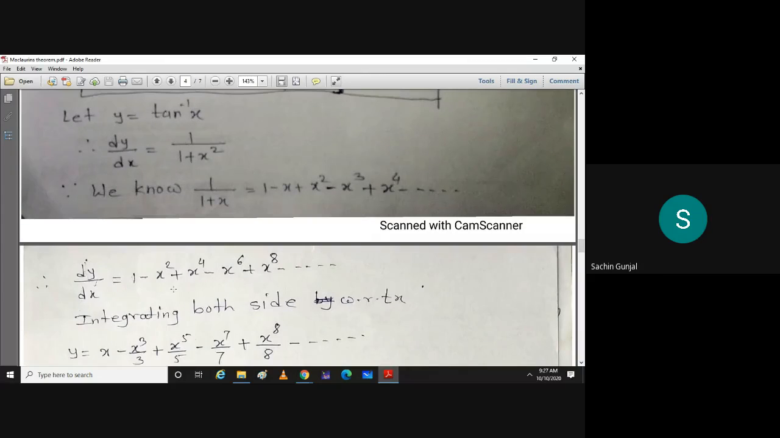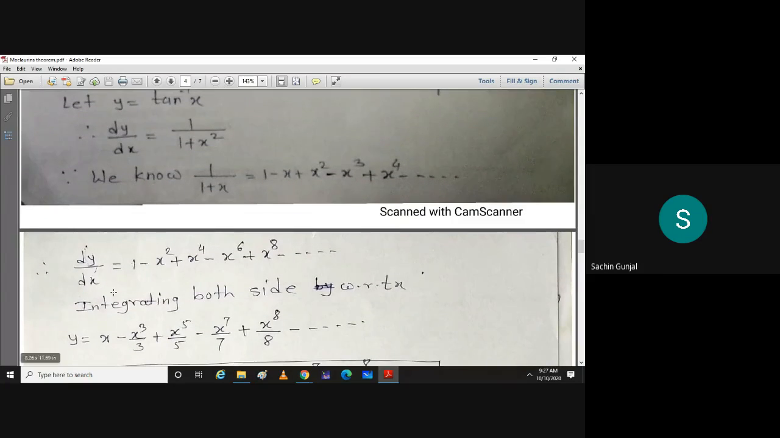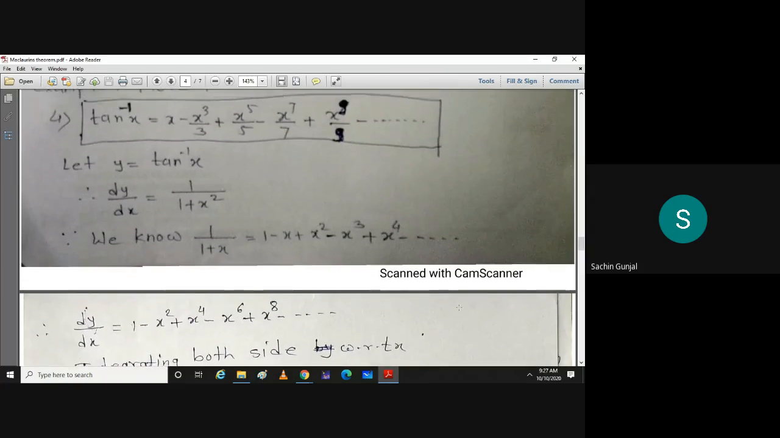Integrate. Okay, so integration of dy by dx with respect to x is y. Integration of 1 is x. So this is x cubed by 3, x raised to 5 by 5, x raised to 7 by 7, and so on. So this is a trick. In fact, you can use this trick for many of the inverse trigonometric functions, to find their series expansions. All right. So it's 9:28. We'll continue with this next time.